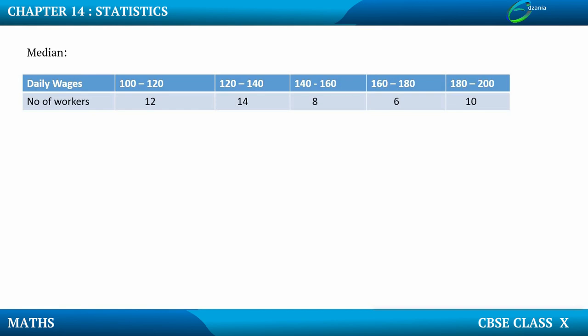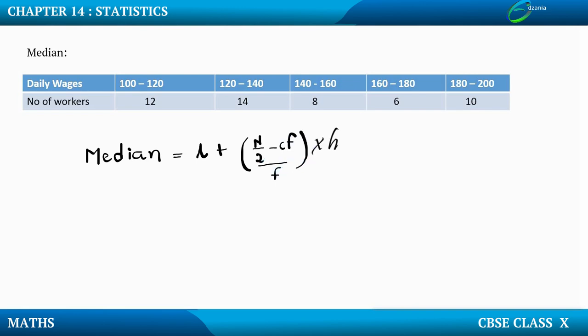So to find out median, first of all, let me write down the formula. There is only one formula. So median is given by L plus n by 2 minus Cf divided by F into H. So this is the formula to find out median, where we have this L, which stands for lower limit of median class. So we have this L as lower limit of median class.